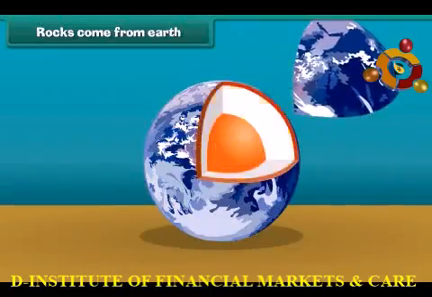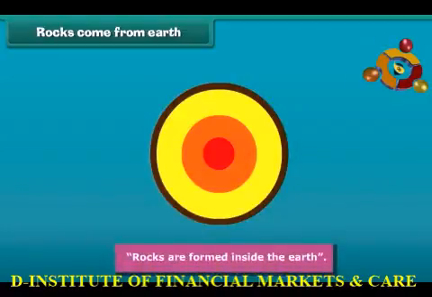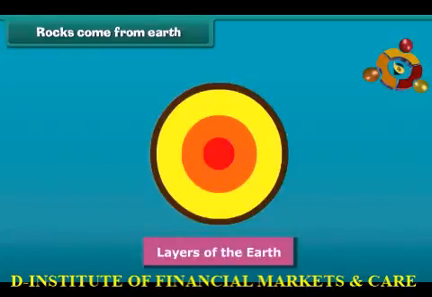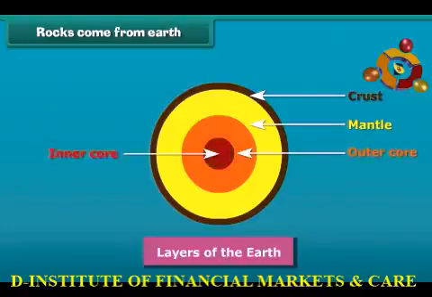All rocks come from the earth, and all the three layers of the earth are made up of rocks. So we can say that rocks are formed inside the earth. The outermost layer of the earth is called the crust, which is formed by solid rocks and soil. The middle and innermost layers are known as the mantle and the core respectively. The mantle and outer core are very hot due to high temperature, so rocks are found beneath in melted form. In the inner core, rocks are solid due to high pressure.